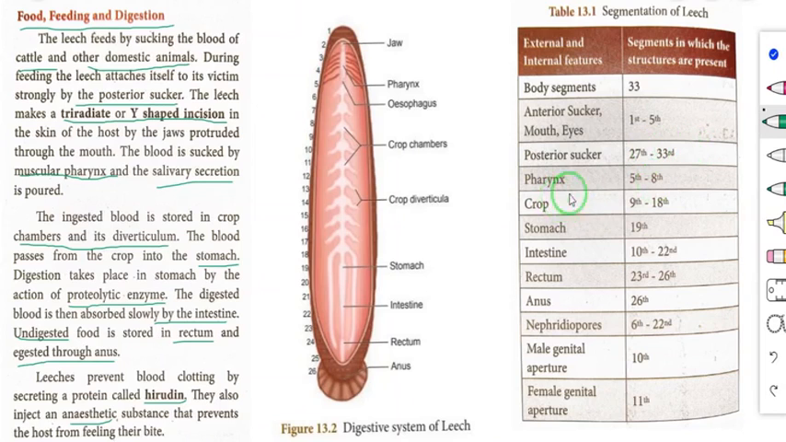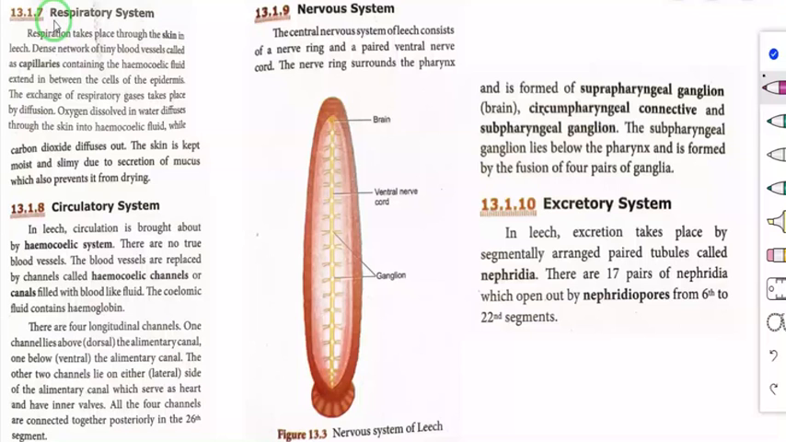Then pharynx, 5th to 8th segment. Crop, 9th to 18th segment. Stomach, 19th segment. Intestine, 20th to 22nd segment. Rectum, 23rd to 26th segment. Anus, 26th segment. Nephridiopores, 6th to 22nd segment. Male genital aperture, 10th segment. Female genital aperture, 11th segment.